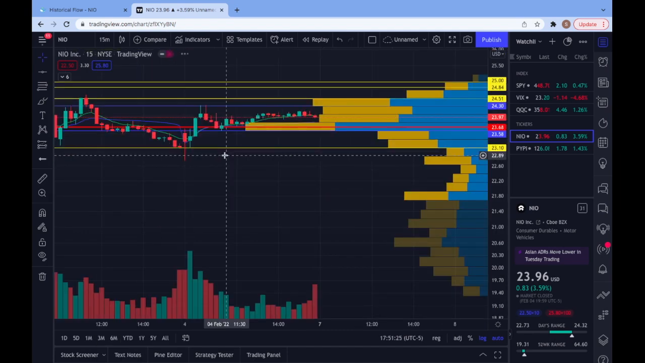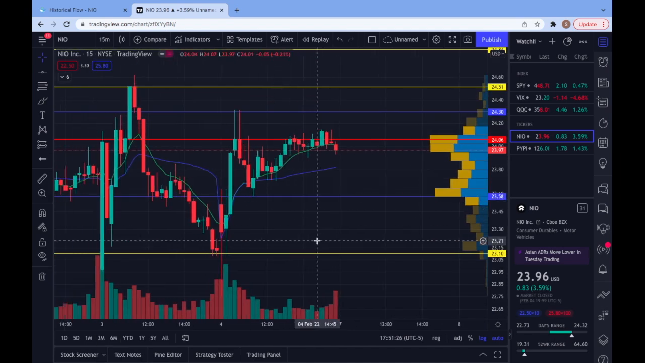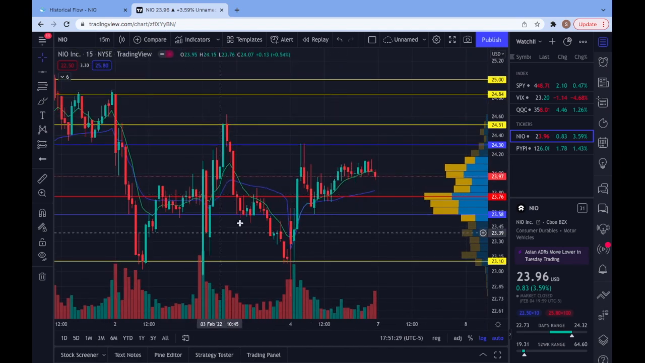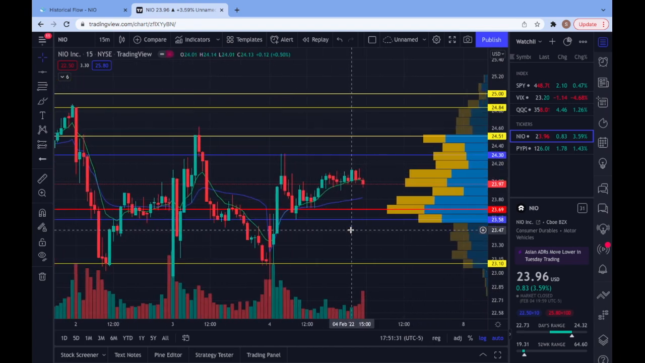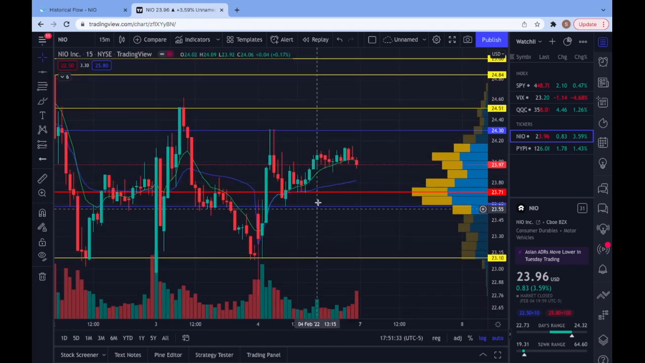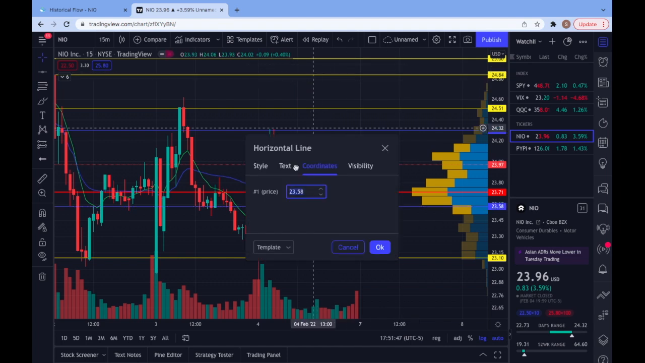Break this down here on the 15 to look more into levels. So that 24.3, definitely a big level. I like that a lot on the call side. The put level, a lot of congestion here and there. It looks like 23.55 is going to be a big level as well. I'm going to move this down to 23.55.